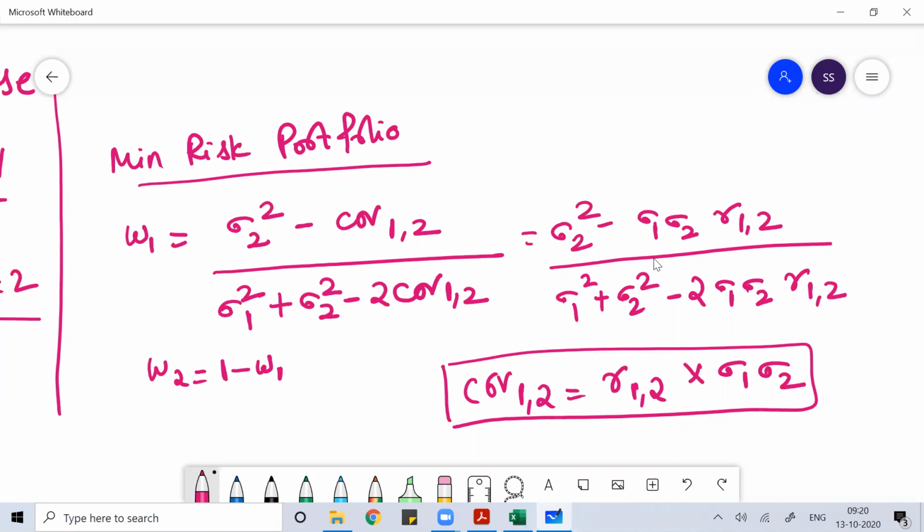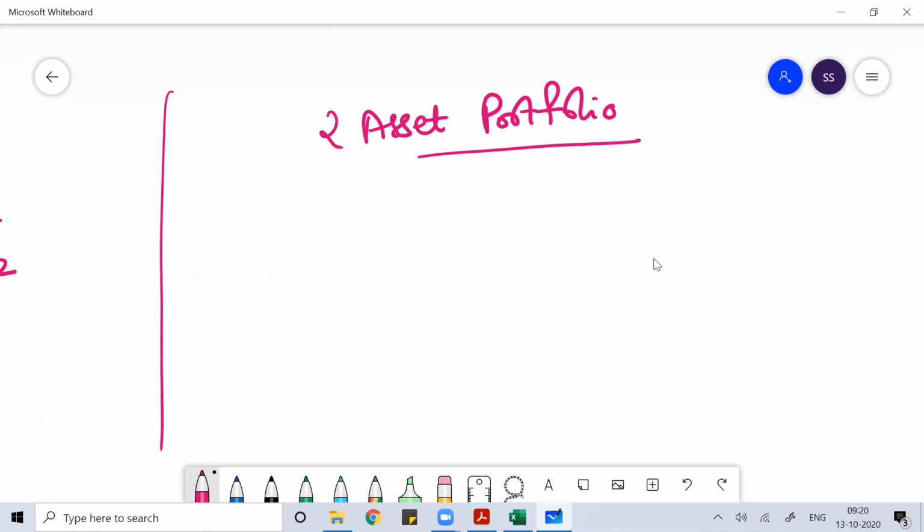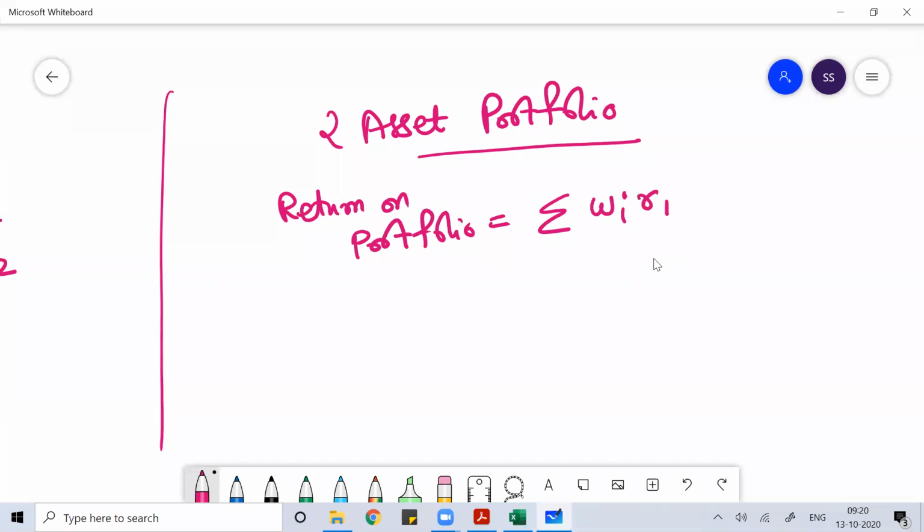Whenever I talk about a two stock portfolio or two asset portfolio, the return on the portfolio is the summation of the weight of money I put in stock A into the return on stock A, plus the weight of money I put in stock B into the return on stock B.